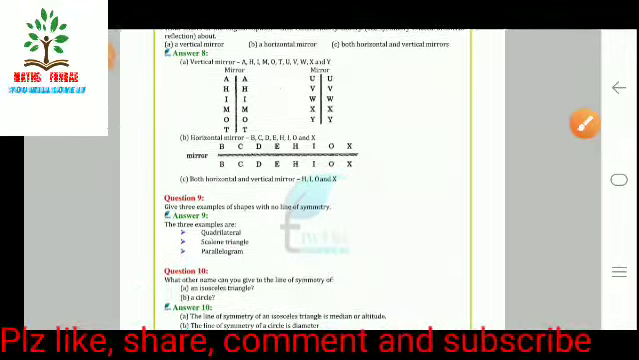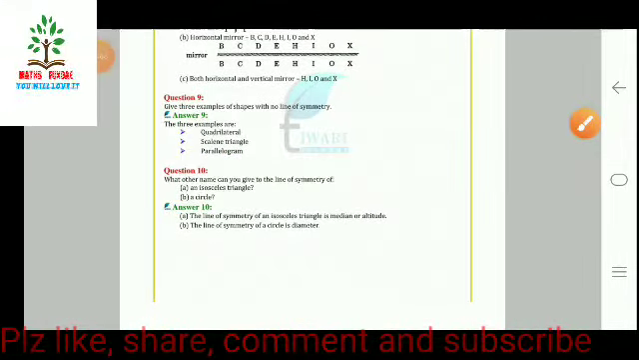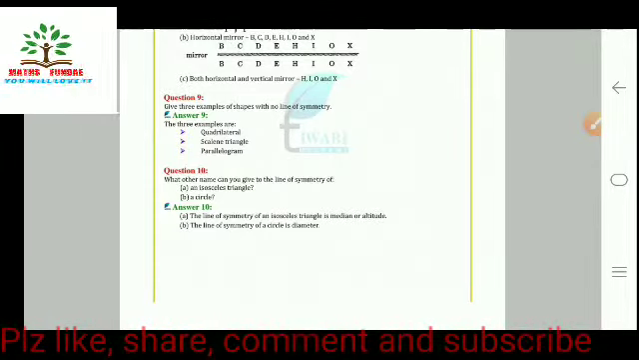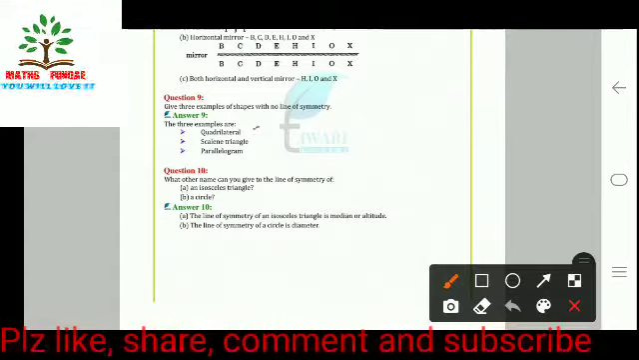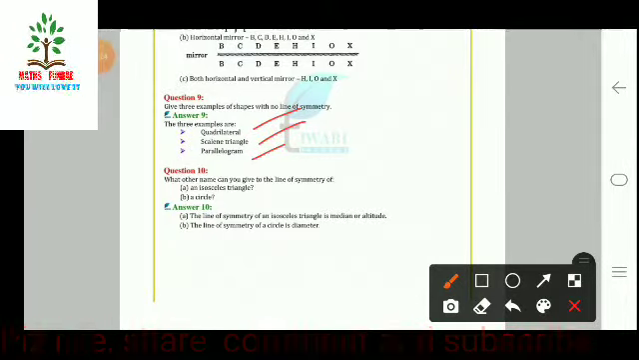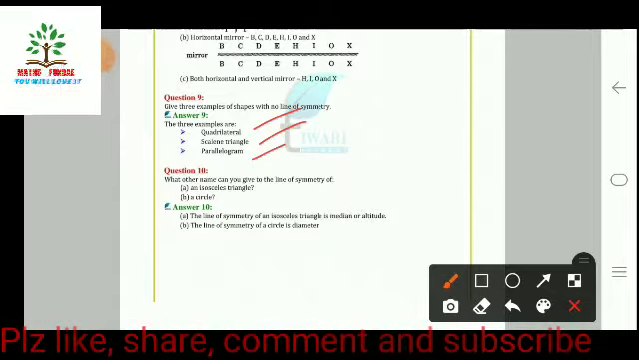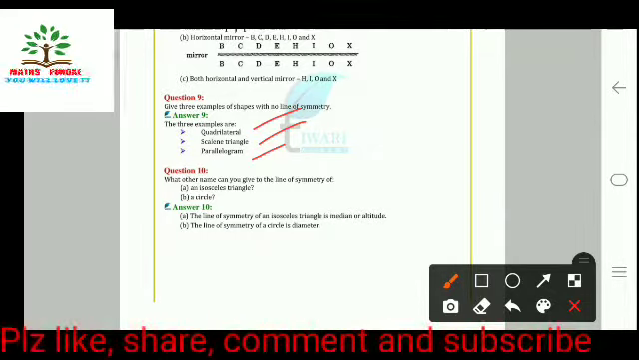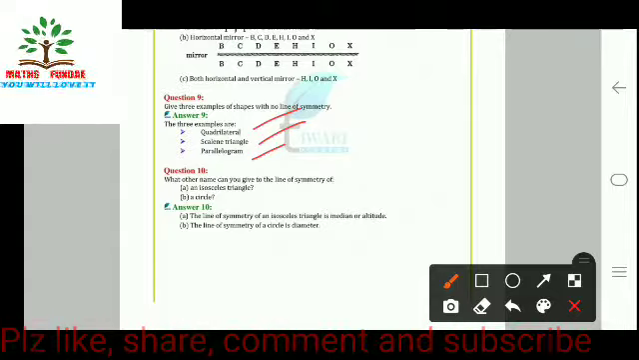Then moving to question number 9, give 3 examples of shapes with no line of symmetry. Okay, this we know. The answer is quadrilateral, scalene triangle, parallelogram. We have just done this also earlier in one of the questions. Now question number 10, what other name can be given to the line of symmetry of an isosceles triangle?